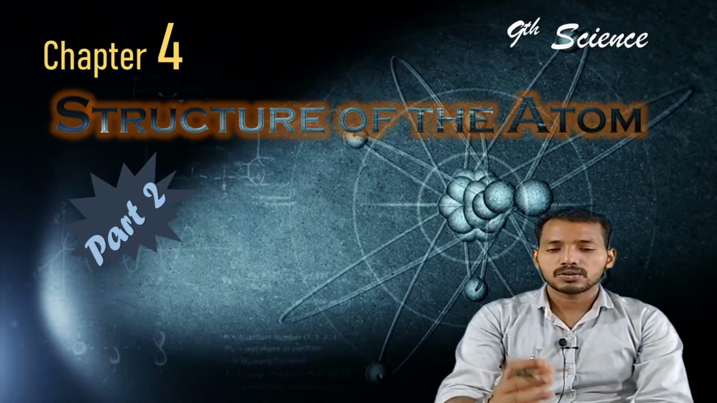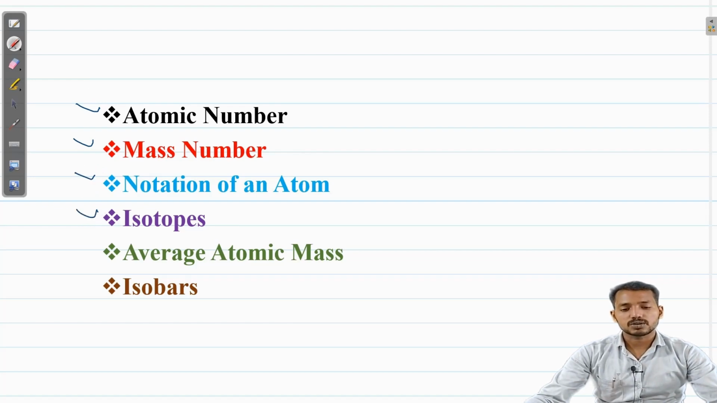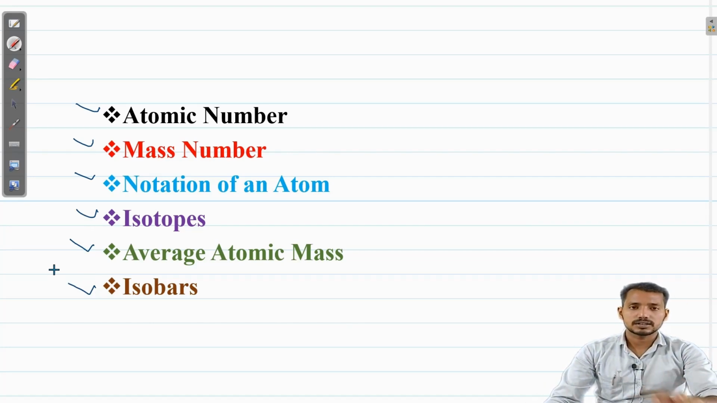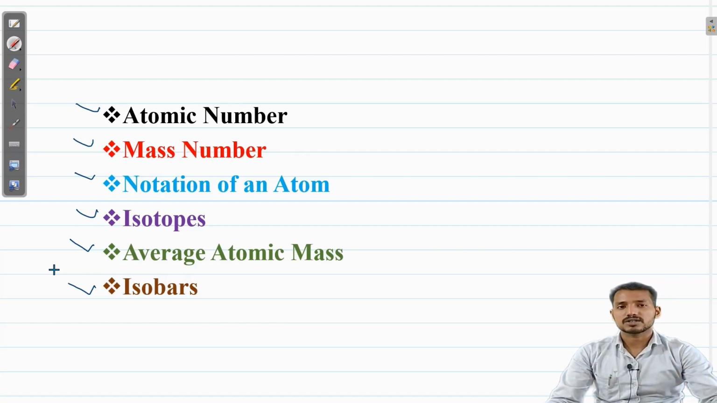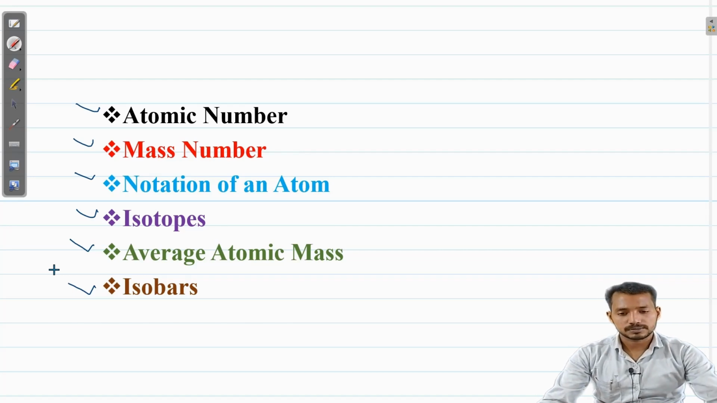So the main topics I am going to discuss are atomic number, mass number, how to represent an atom, isotopes, average atomic mass, and isobars. These are the topics I am going to discuss in this video. Two more main topics in this chapter, electronic configuration and valency, I will discuss in the next video. Okay, so let's get into the topic.